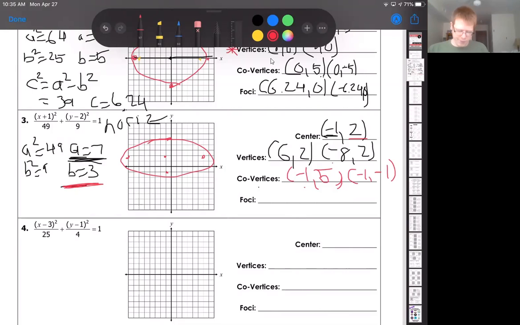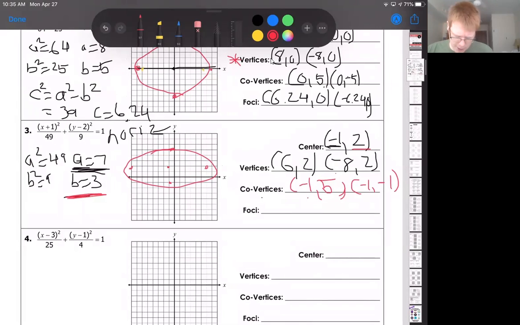I'm going to do this last one. I'm going to find the focus points, but I'm going to stop doing that because, quite frankly, we're not going to do a lot with it. But you would take that formula, c squared equals a squared minus b squared. So in this problem, it would be 49 minus 9, which would be 40. But we want to square root that because we want to get our c. So our square root of 40 is about 6.32.